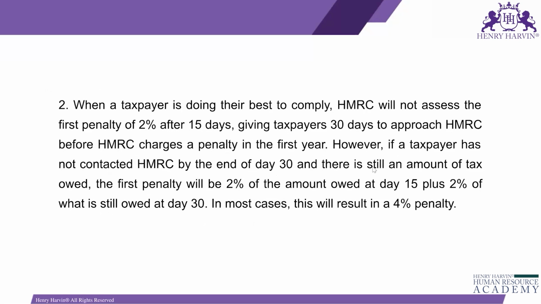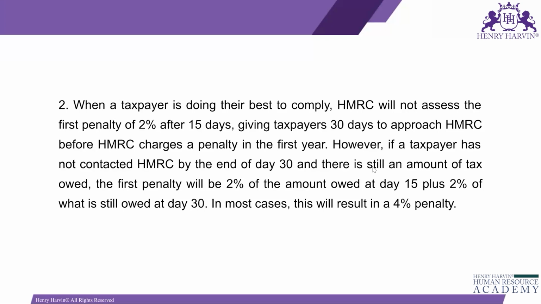When a taxpayer is doing their best to comply, HMRC will not assess the first penalty of 2% after 15 days. Okay, that is also possible. Giving taxpayers 30 days to approach HMRC before HMRC charges a penalty in the first year. First year means the changes that we have seen, ITSA. However, it could be possible that a taxpayer has not contacted HMRC in the first year of their employment as well. Okay, it is the first financial year for the company also. That could be a situation as well.